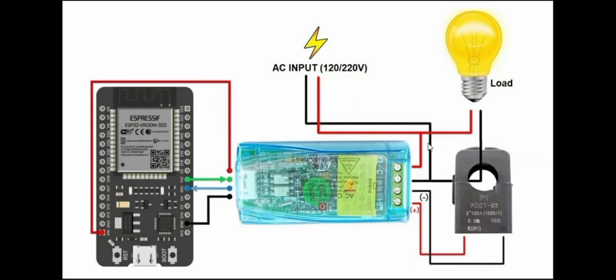The CT sensor clamps around the line wire to measure the current. The CT positive output connects to the current input of the module. The CT negative output connects to the negative input of the module.